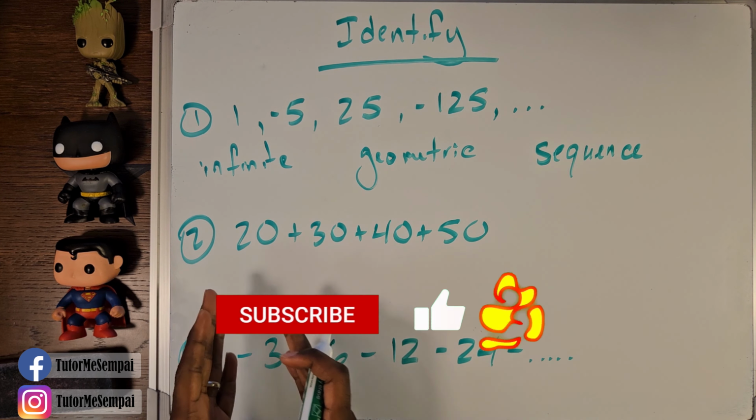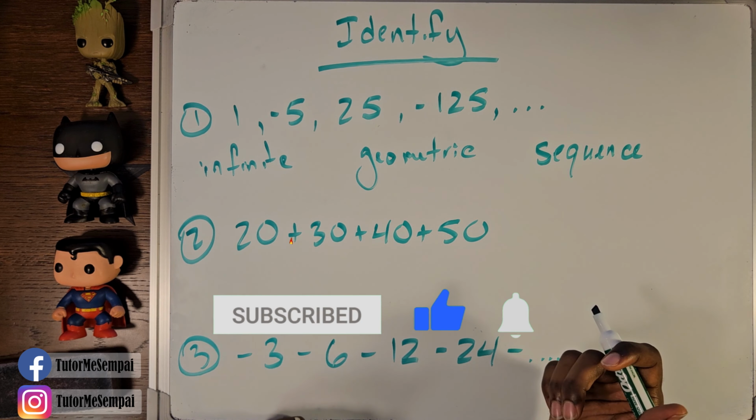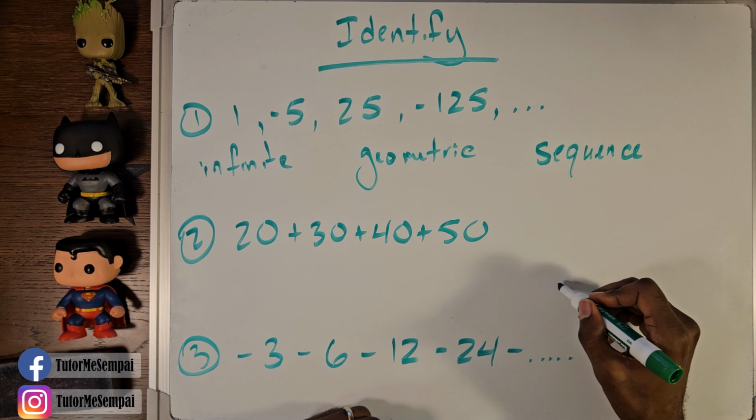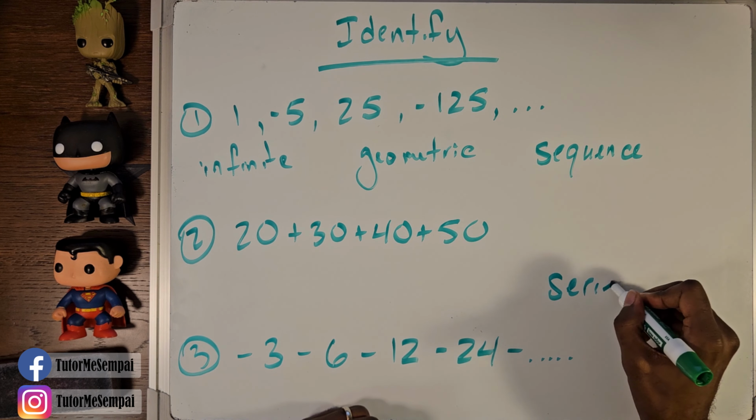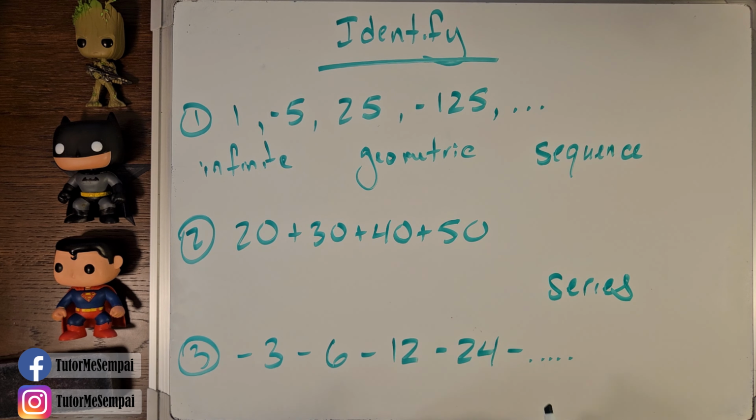What do we have here? We have 20, 30, 40, 50. There's some addition signs, so that should give you a clue. This is going to be a series. It's not a sequence. We have addition happening. This is a series. Is it geometric or arithmetic?